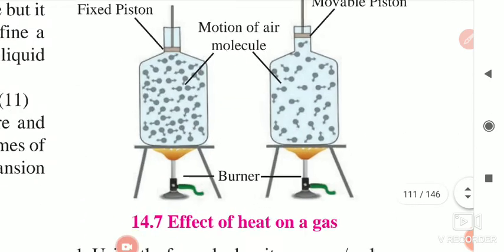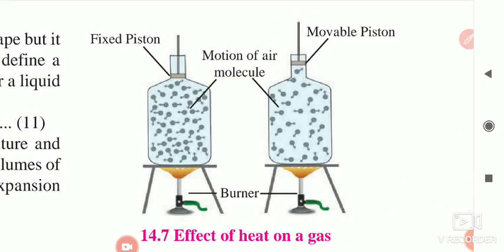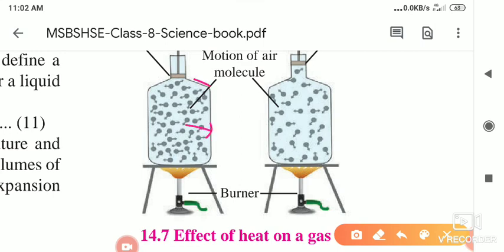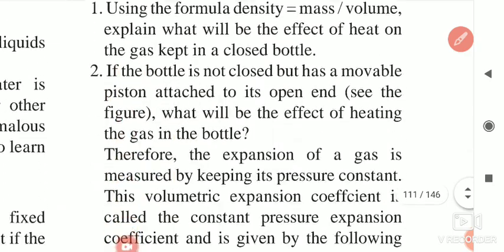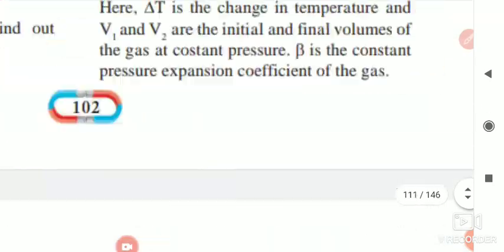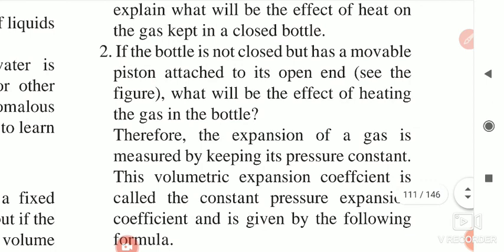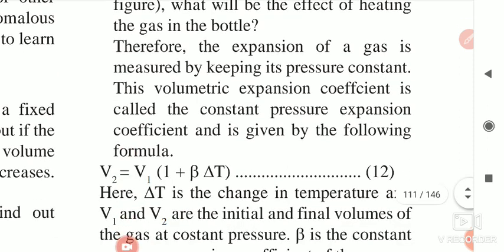So here this is the fixed piston, so inside it the movement takes place and the pressure increases. That pressure is applied on the outer side, and if a movable piston is there, it moves upward and makes space for moving. Therefore the expansion of gas is measured by keeping the pressure constant. So we measure the expansion of gas by keeping the pressure constant.